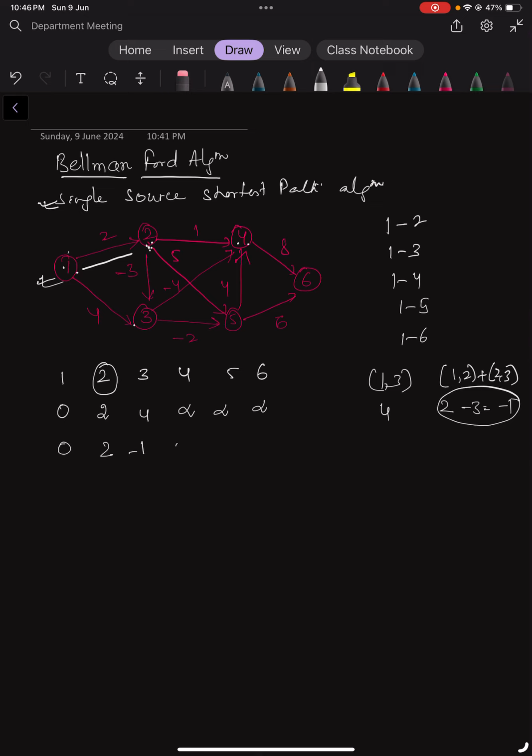That is nothing but 3. Okay, then can we reach 5 via 2? Yes. Okay, from 1 to 2, 2 to 5. What is the distance here? This is 7.